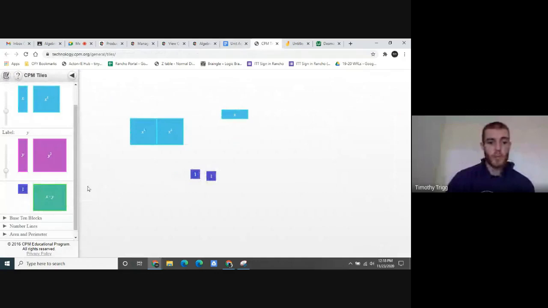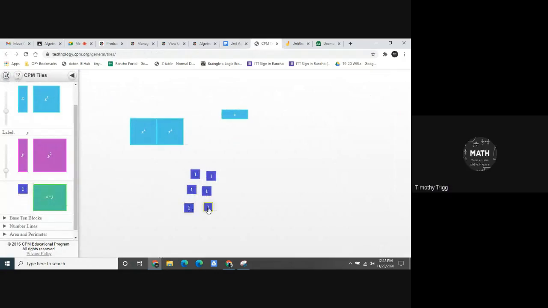Let's go ahead and add in 6 single tiles, and turn them into negative unit tiles. All right, so these are the things we have to work with to make our rectangle. Let's see if we can make it work. So I can't put the x down here because I only have a single 1. I'll have to put it over here.